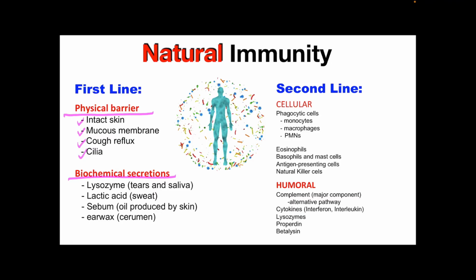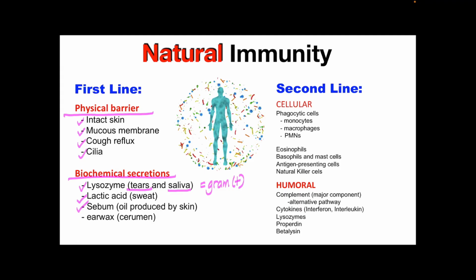How about the biochemical secretions? First, we have the lysozyme. This lysozyme is found in tears and saliva. One of the functions of the lysozyme is that it destroys the cell wall of bacteria, particularly certain gram-positive bacteria. Also, we have the lactic acid found in our sweat, and the sebum, the oil produced by the skin. They are also biochemical secretions. The sebum from the sebaceous glands and the lactic acid in sweat both possess antimicrobial properties.